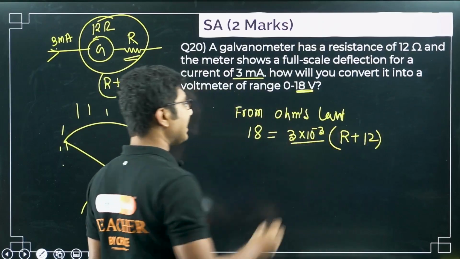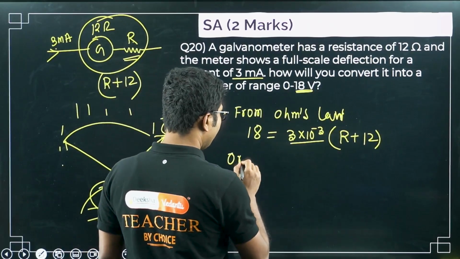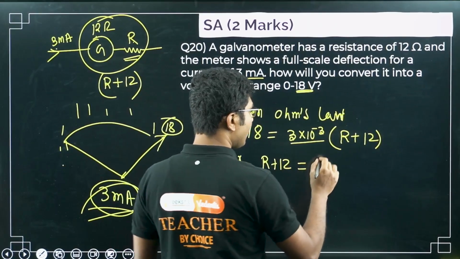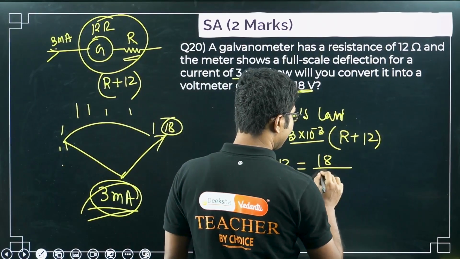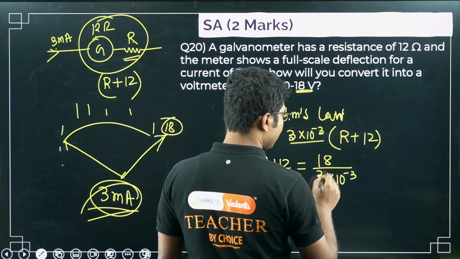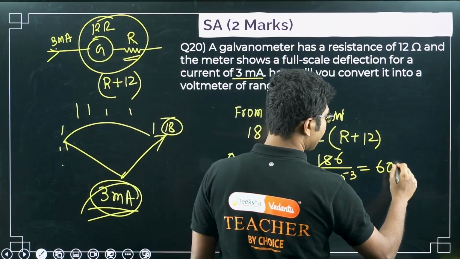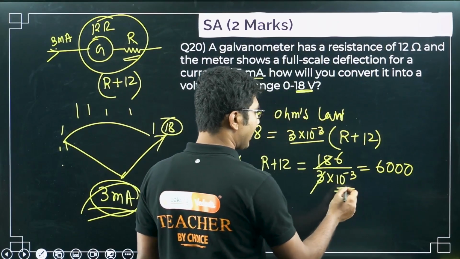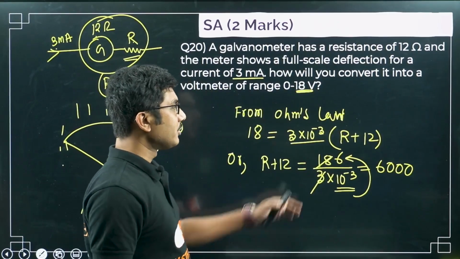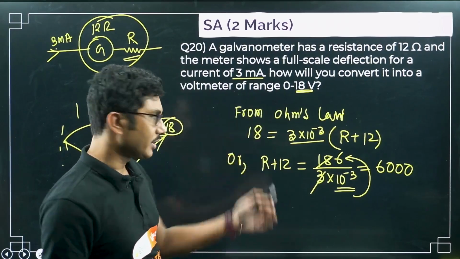So whenever you see milliampere, you have to convert it into ampere. R plus 12 equals 18 divided by 3 times 10 to the power of minus 3. So here it will be 3 6 18, so it will be 6000. Why 6000? This 10 to the power of minus 3 will go up and it will become multiplicative. So multiplicative means 1000, 10 to the power of 3 means 1000.